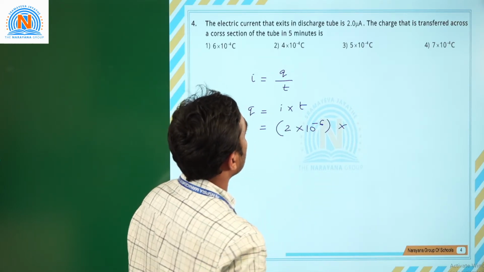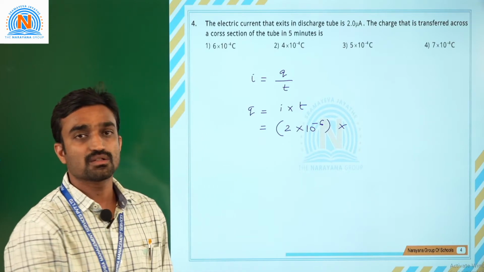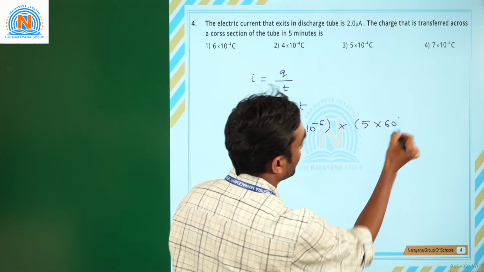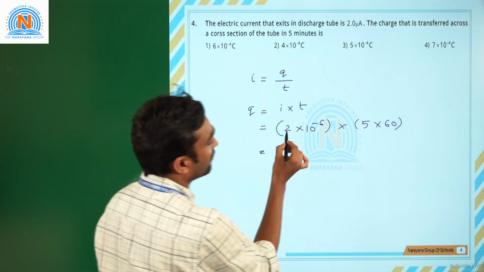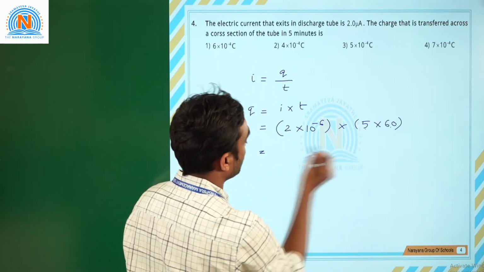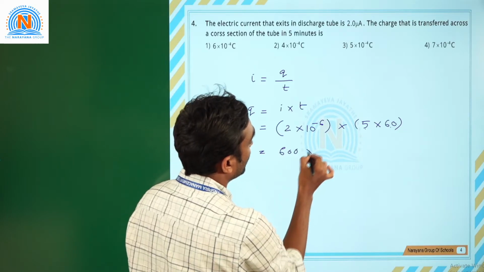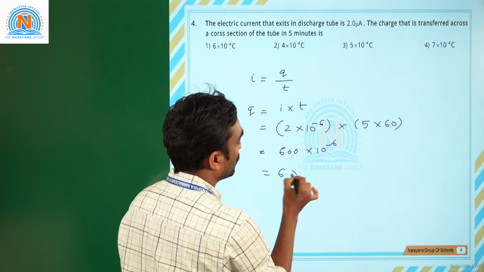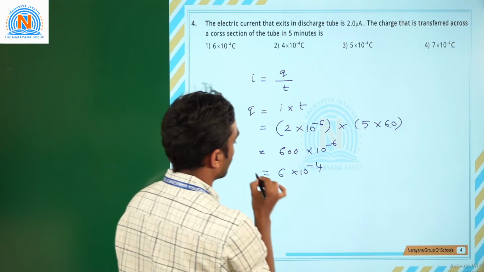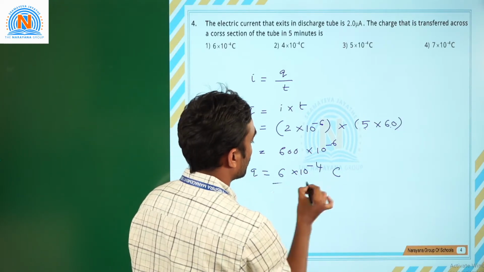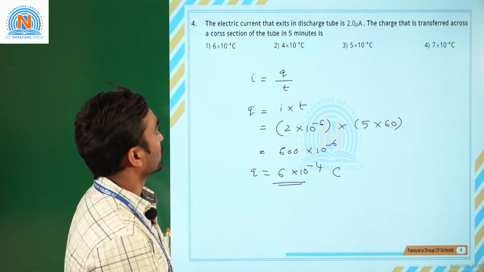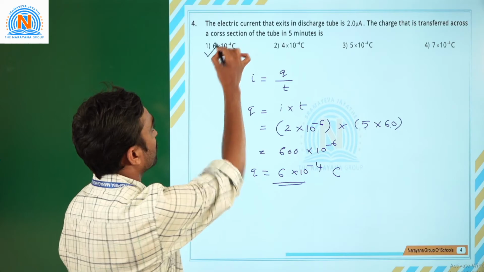Into time. What is the time here? 5 minutes. Convert 5 minutes into seconds. That is 5 into 60. So upon simplifying this we will get 2 into 5, 10, 10 into 60. That is 600 into 10 raised to minus 6, which will give you 6 into 10 raised to minus 4 coulombs. So this is the amount of charge that is flowing in the discharge tube. So our answer is option 1.